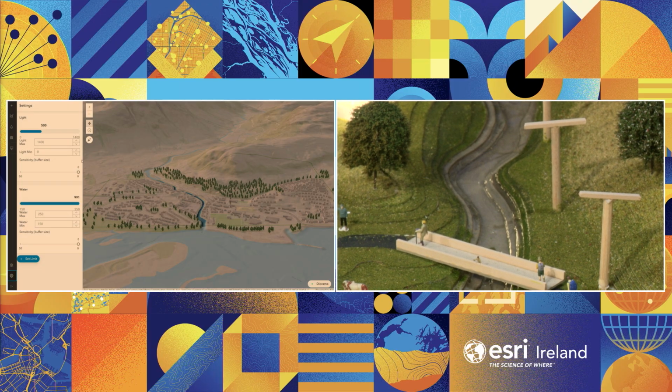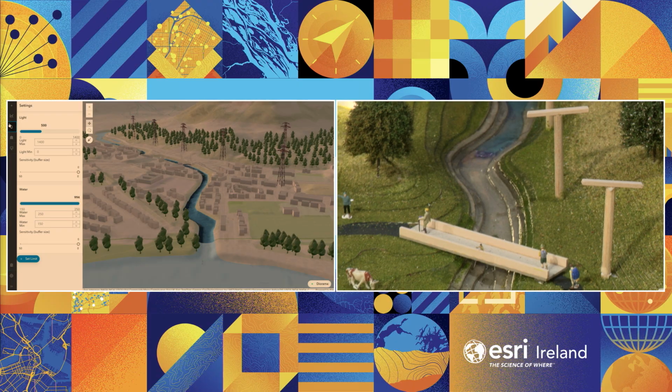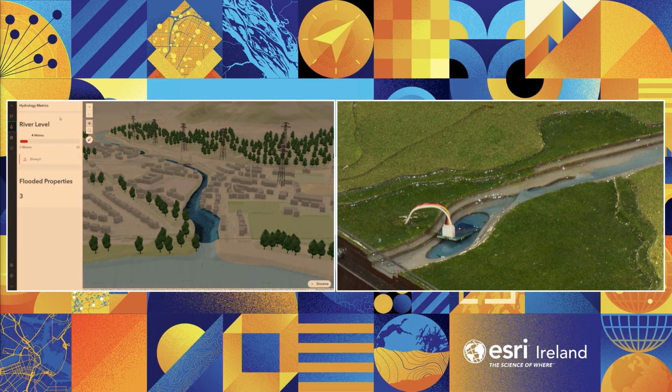So if I zoom into my river and open the hydrology panel, I can now monitor the river level. So Morgan, could you please begin the flooding scenario?